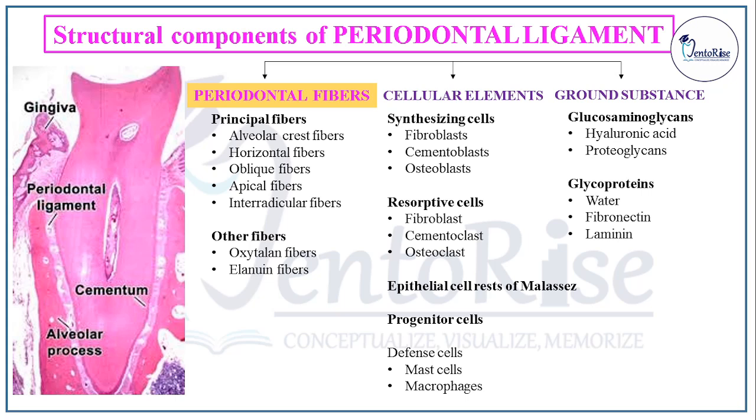The periodontal ligament is composed of a complex vascular and highly cellular connective tissue that surrounds the tooth root and connects it to the inner wall of the alveolar bone. The structural components of periodontal ligament include periodontal fibers, the cellular elements and the ground substance. In this particular video, we will be talking about periodontal fibers in detail. These periodontal fibers can be classified into principal fibers and other fibers. Let's talk about each of these fibers in detail.